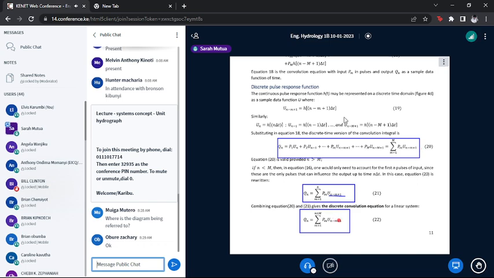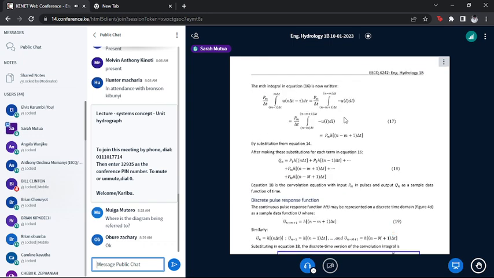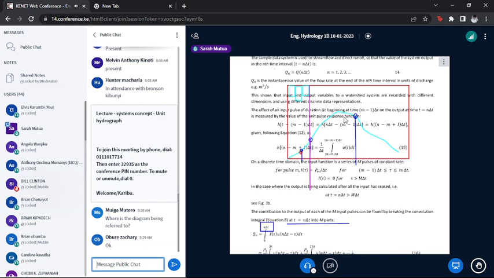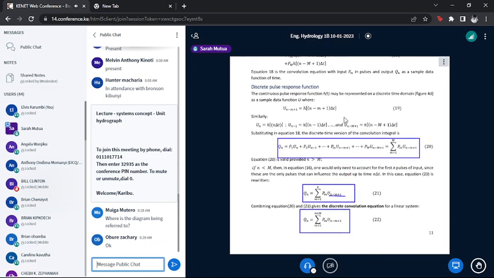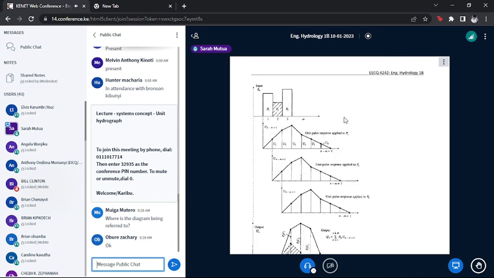22 is the general equation. Equation 20, you use it when you're calculating the response when the rainfall is ongoing, and then 21 when the rainfall has stopped. So in summary, this is what we are talking about.